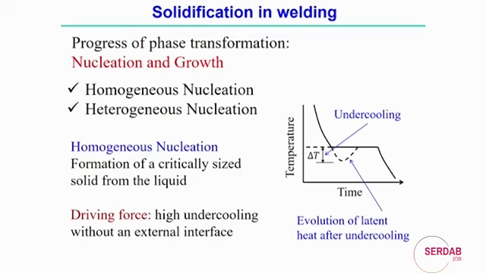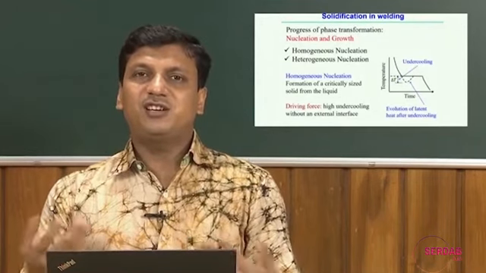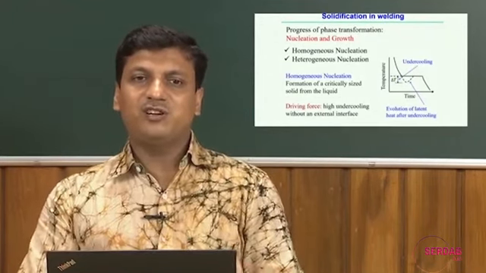Now, the progress of the phase transformation. That means the liquid phase to solid phase transformation consists of two components: first is nucleation, and then the growth process. In the nucleation process, there may be two types: one is homogeneous nucleation, another is heterogeneous nucleation. In both cases there are some driving forces that actually promote the homogeneous or the heterogeneous nucleation. So, we will try to find out the driving motive for these two types of nucleation that we generally observe in the solidification process, or specifically in welding.